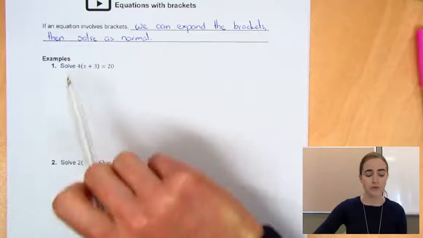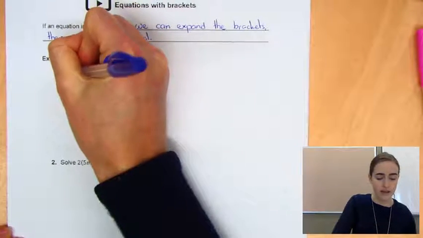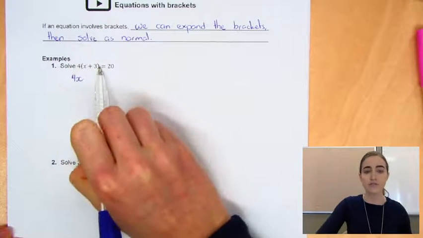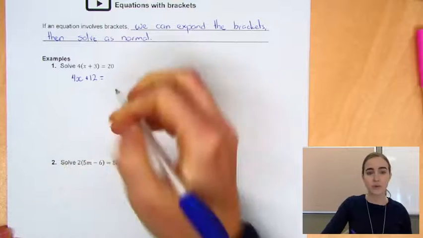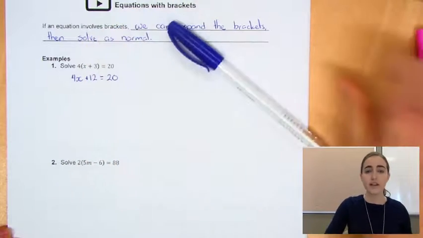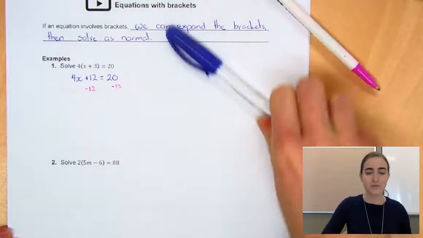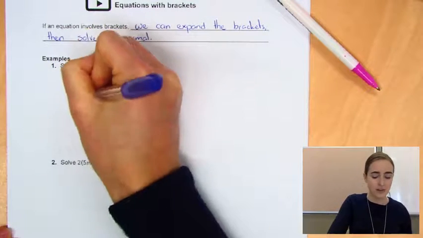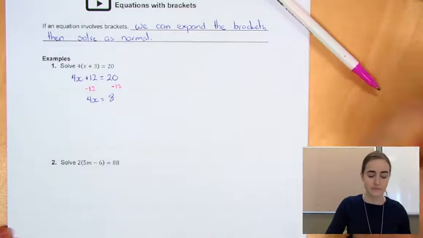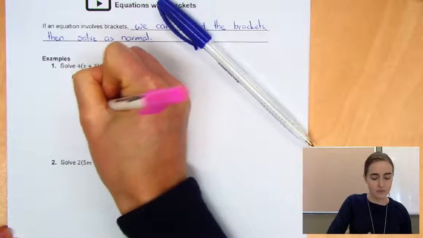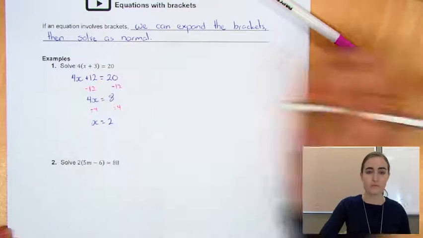The first one will go through and expand this bracket out. So 4 times x would give us 4x, and 4 times 3 would give us 12. So our equation becomes 4x plus 12 equals 20. Now we can solve it just like a normal equation. We'll subtract 12 from both sides, and we'll end up with 4x equals 8, and then divide both sides by 4. We'll end up with x equals 2.